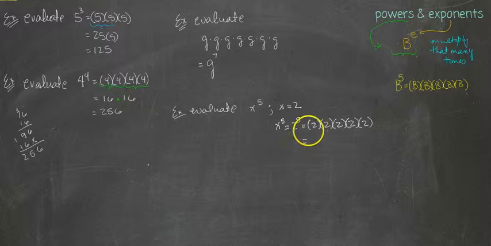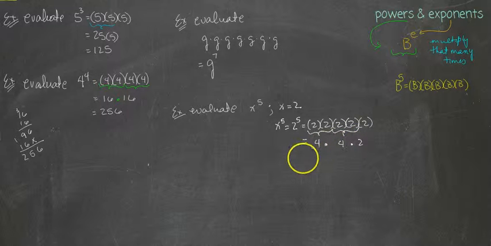So evaluating this, again, taking 2 of them, that'd be 4. 2 of them, just to make it easier, 4, and then times 2. 4 times 4 is 16 times 2, and 16 times 2 is 32.